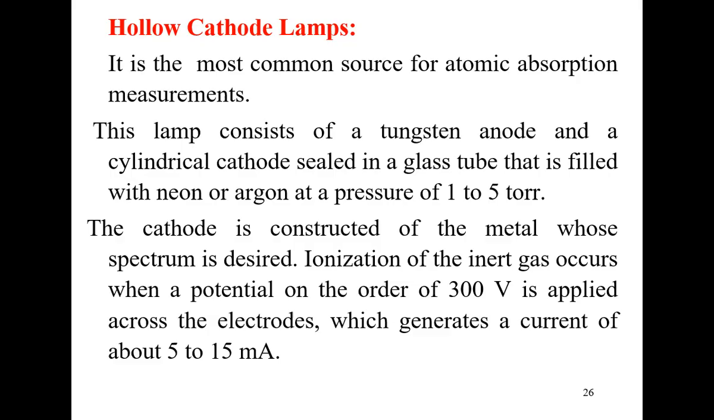So what is the function of neon? Remember, there is neon within the sealed tube. The ionization of the inert gas occurs. Remember, we have an anode and a cathode, and you turn on the current. When you turn the power on, you turn on the current across the anode and the cathode, and then you apply the potential. The ionization of the inert gas occurs when the potential is on the order of about 300 volts applied across the electrodes, and that generates a current of about 5 to 15 milliamps.